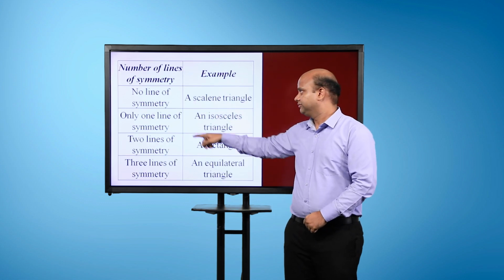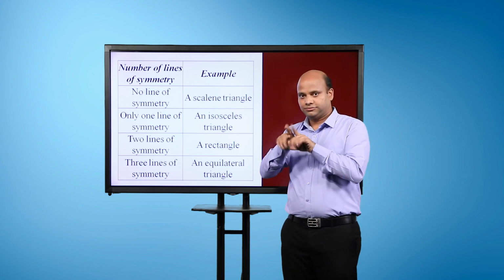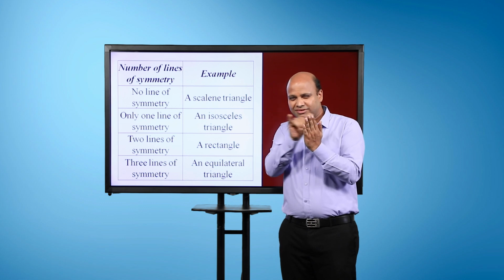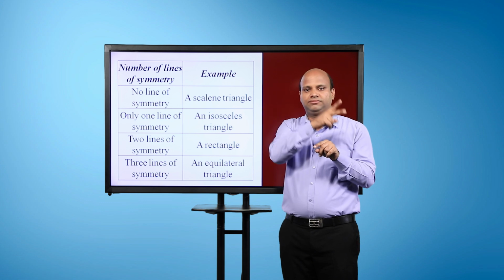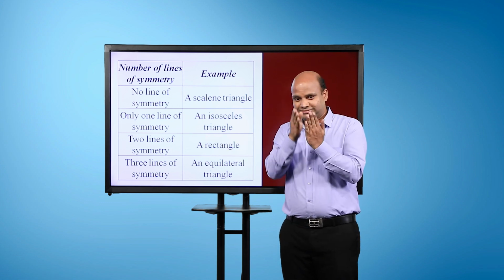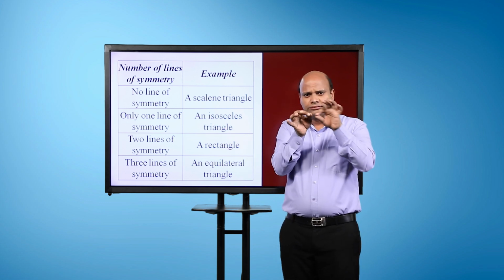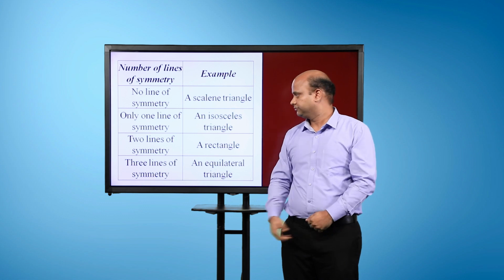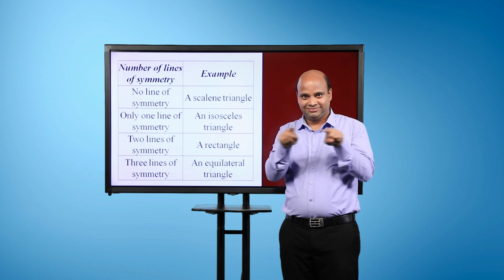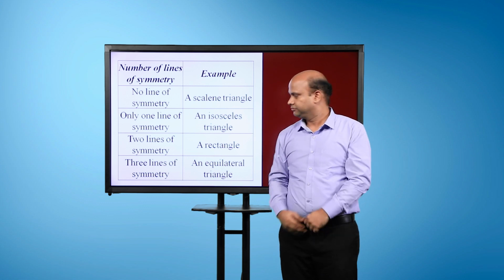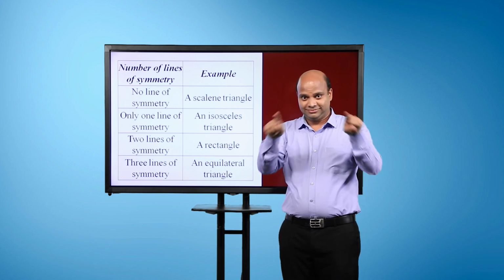Number of lines of symmetry. Example: no line of symmetry. A scalene triangle. Only one line of symmetry. An isosceles triangle. Two lines of symmetry. A rectangle. Three lines of symmetry. An equilateral triangle.